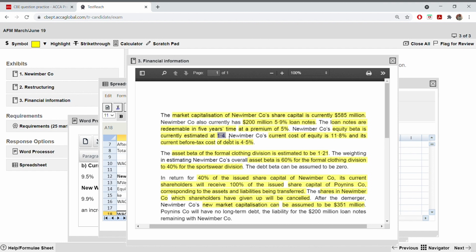You have to first find the current asset beta. That's why we are using the current equity beta, because we are not given the current asset beta. The asset beta we have is only for the formal clothing division. But before demerger, the new member company had both the formal division and sportswear in their hand. So we need the total asset beta, not just 1.21. This 1.21 is only for the formal clothing division. We cannot use it. They have given us the weightings, but weightings on what? What is the total asset beta? Definitely it will be greater than this.